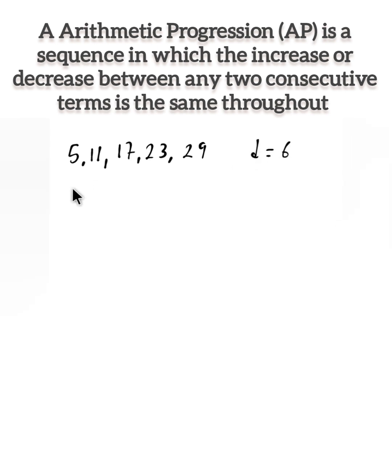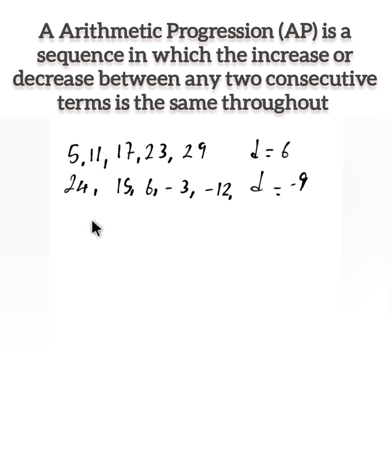Look at another one: 24, 15, 6, minus 3, minus 12. Now this is another sequence, but this sequence is decreasing by 9. 24 minus 9 is 15, 15 minus 9 is 6, 6 minus 9 is minus 3, minus 3 minus 9 is minus 12. So the difference is minus 9.